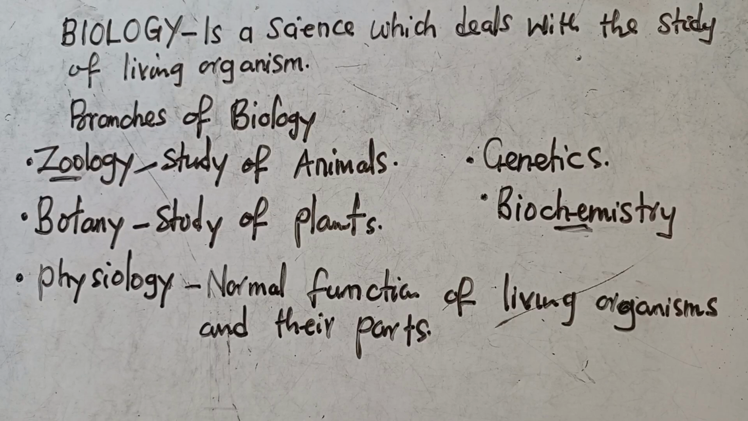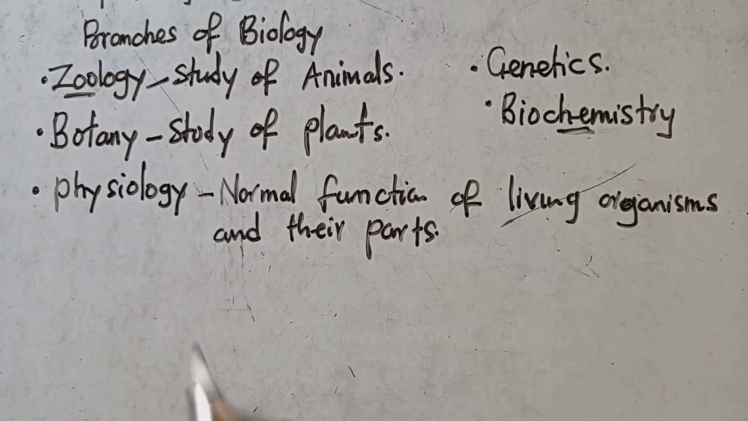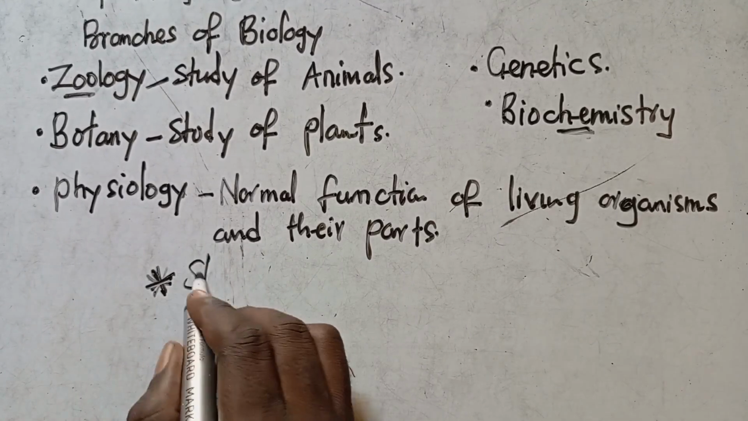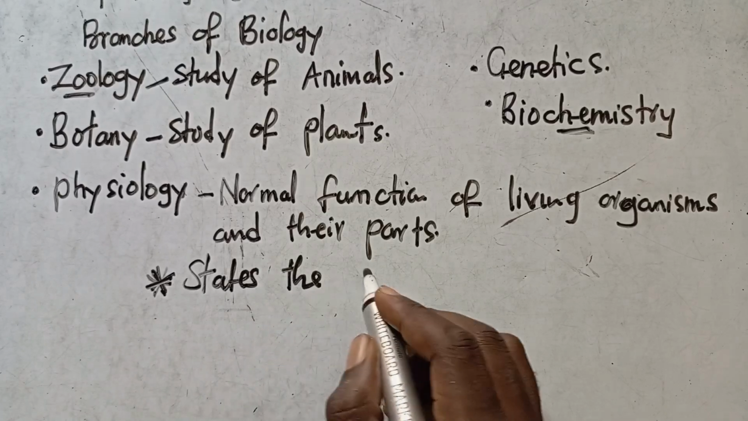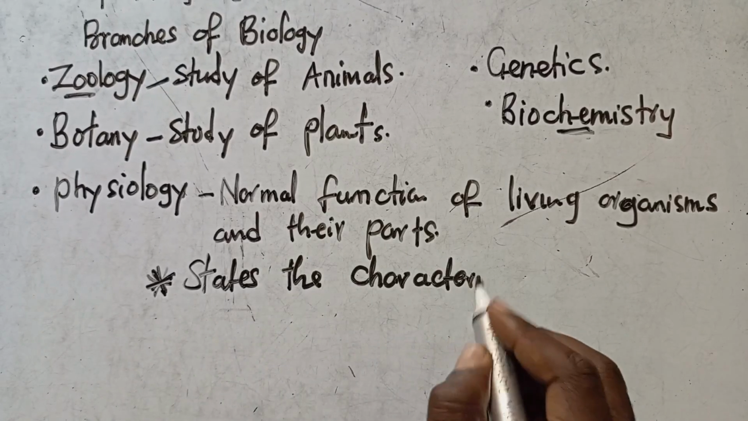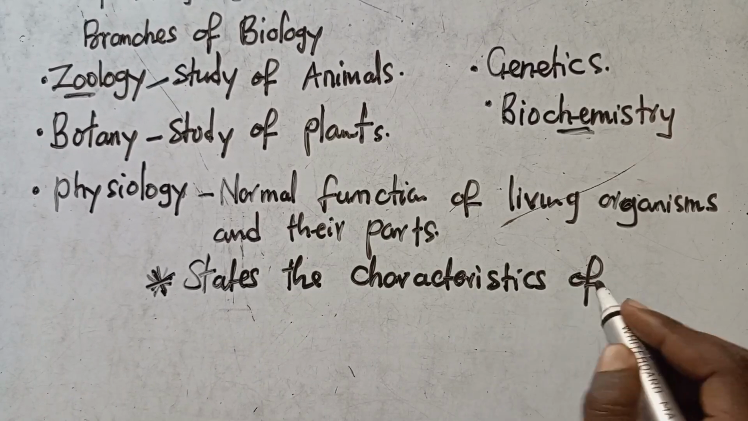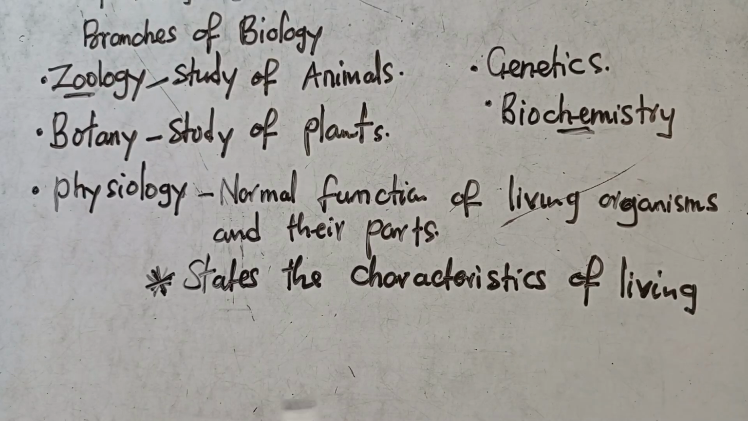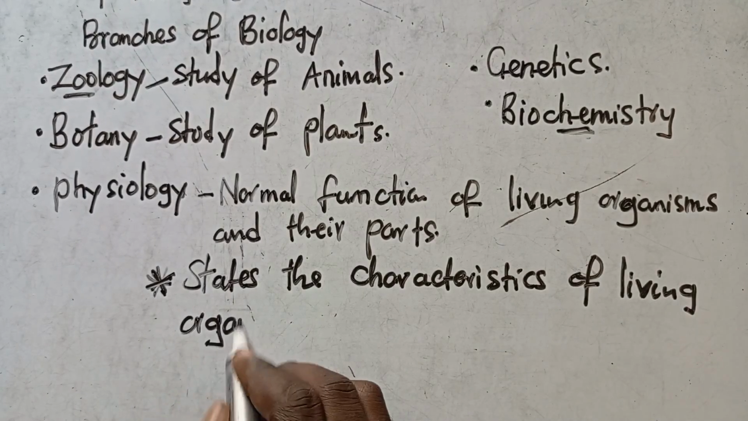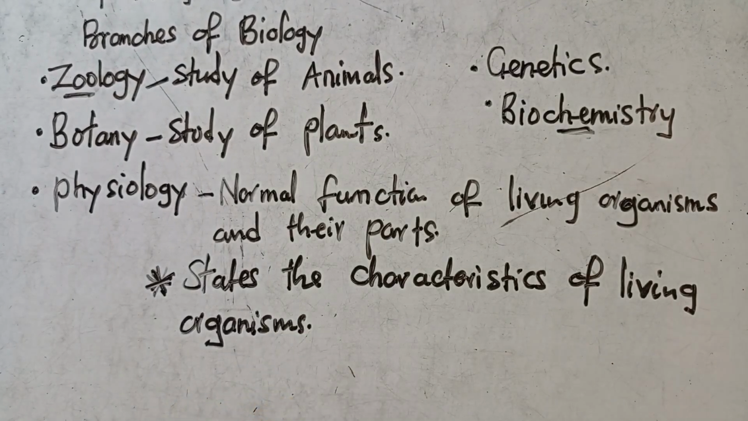We are going to study the environment and the things that are found in the environment in relation to the same environment in which they live. From this point, as we move forward, there are key things that you need to understand. On the introductory part, you need to know how to state the characteristics of living organisms. The characteristics of living organisms. Make sure that you know that.